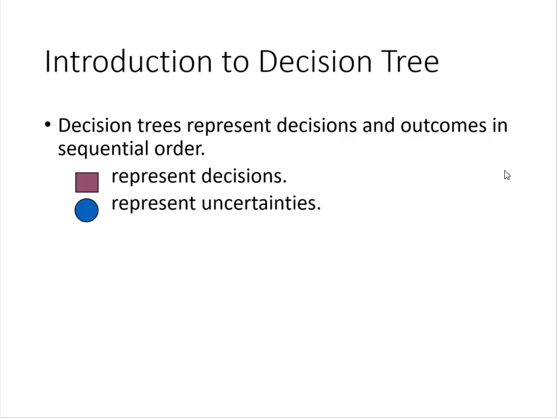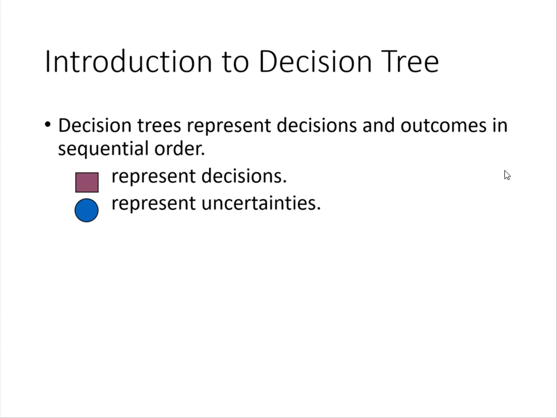Decision tree is a very great tool to analyze decisions under uncertainty. It is a tool that makes complicated situations extremely visual and easy to understand. A decision tree identifies two types of events: decisions and uncertainties. It uses squares to represent decisions and circles to represent uncertainties.